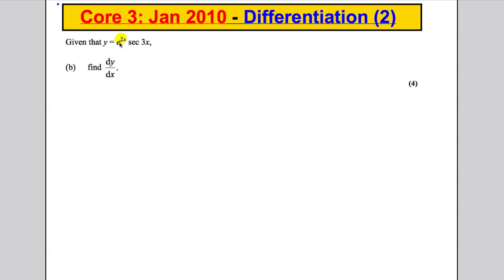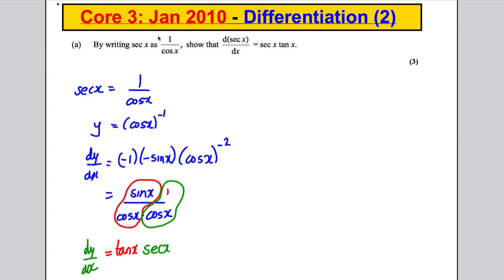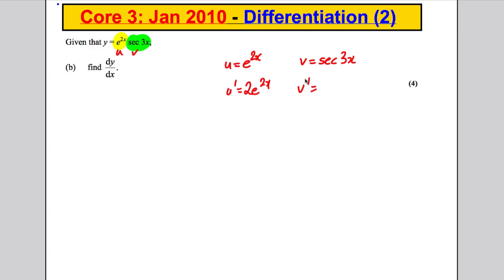You should spot one function multiplied by another function. It's of the form u times v. Our u is e to the 2x, our v is sec 3x, our u dashed is therefore 2e to the 2x, and our v dashed, going to the previous part, we know that the derivative of sec x is sec x tan x. So if you differentiate sec 3x, you differentiate the bracket, you get 3, and then it's sec 3x tan 3x.